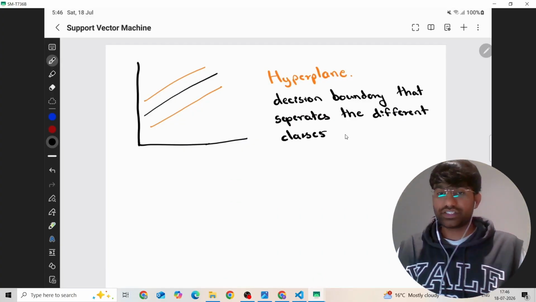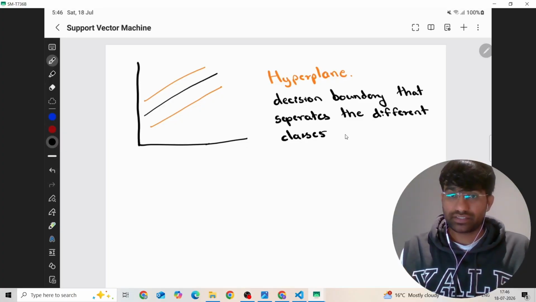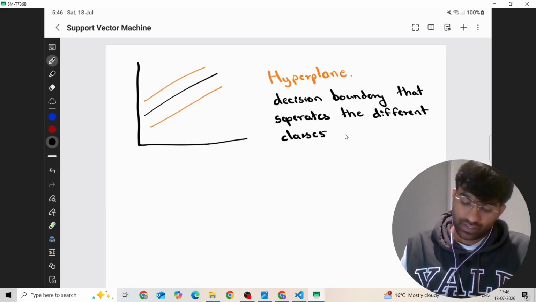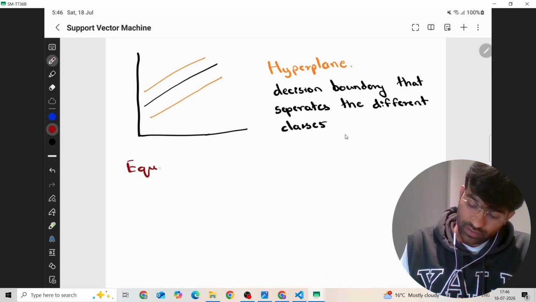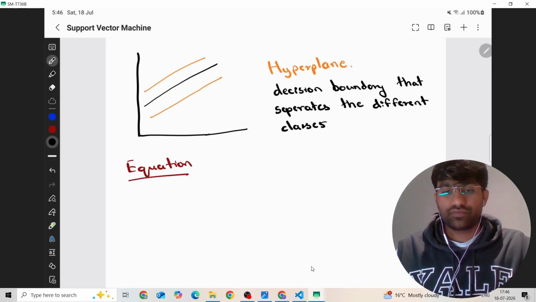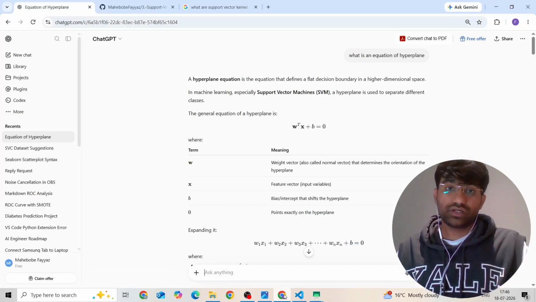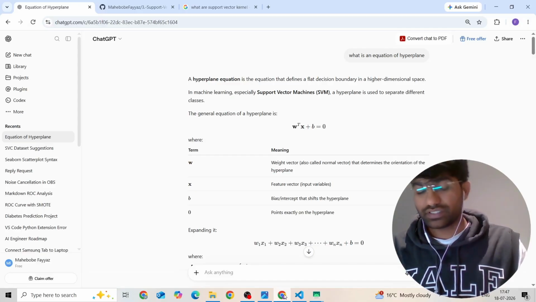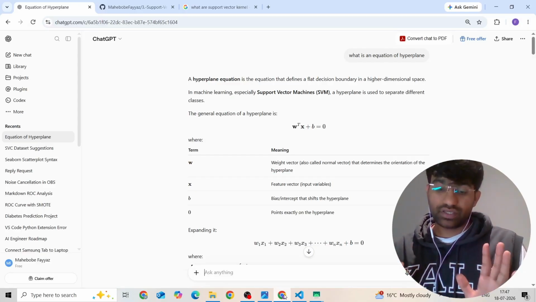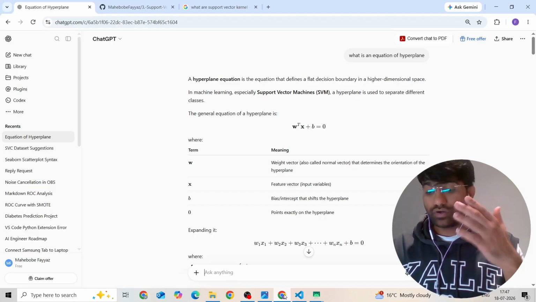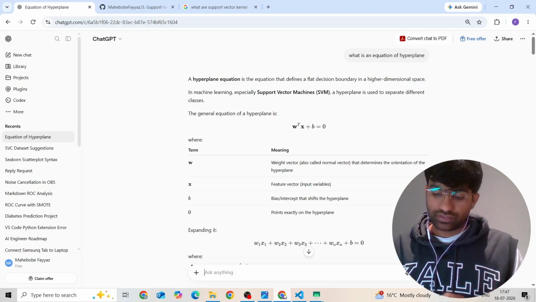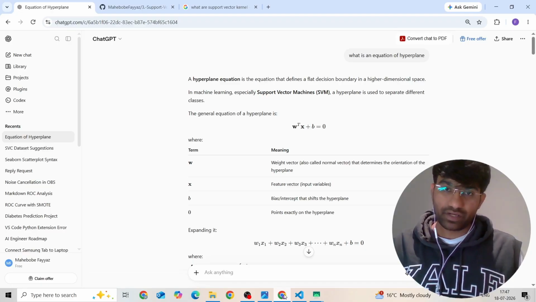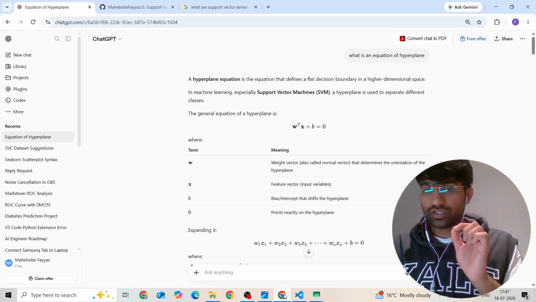Hyperplane is a decision boundary that separates the different classes. And the equation of hyperplane, if you Google it or ask ChatGPT, I don't want to go into the in-depth math intuition for this. So let me give you the equation directly, because we will focus more on finding the cost function, because we have to find the best hyperplane. So we will focus mainly on the cost function.